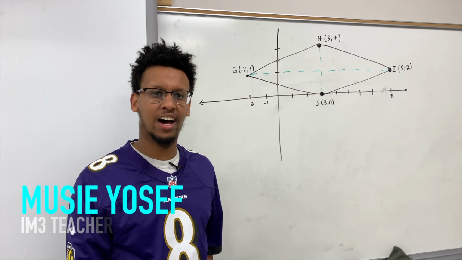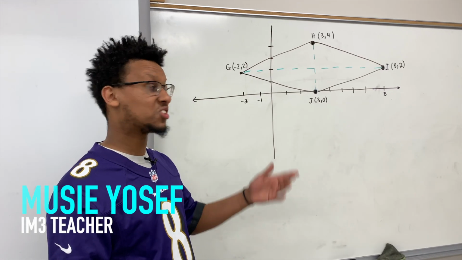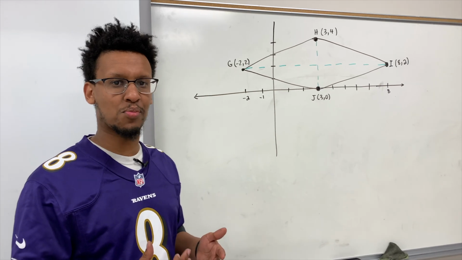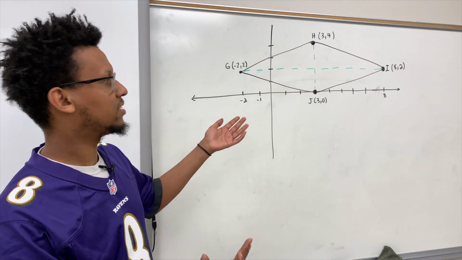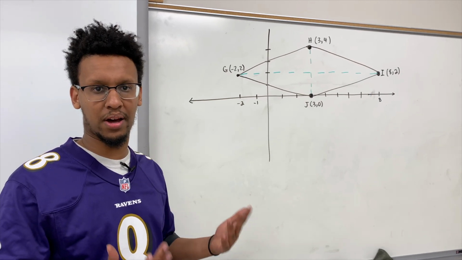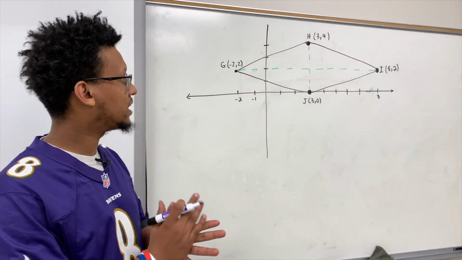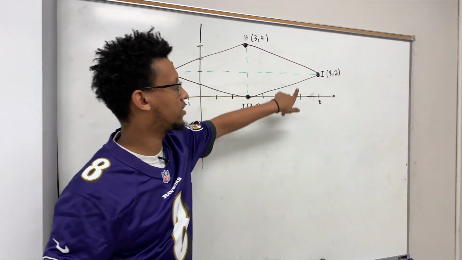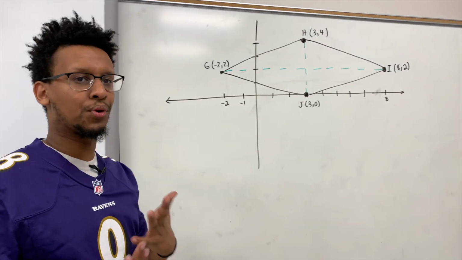Hello everybody. Today we are going to prove that this shape is actually a rhombus. So when it comes to proving a shape, it's more than just looking at it. This might be a square, it might be a parallelogram, so we have to find out the details about a rhombus. So first thing that we need to realize about a rhombus is all four sides are congruent. So we need to prove that.